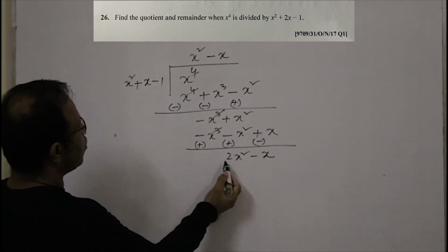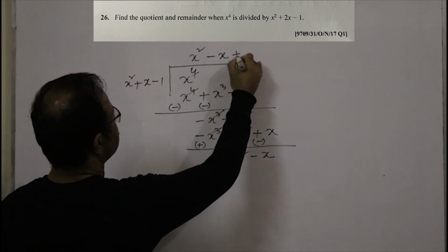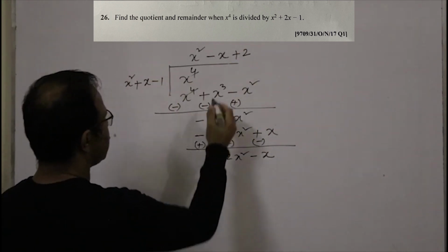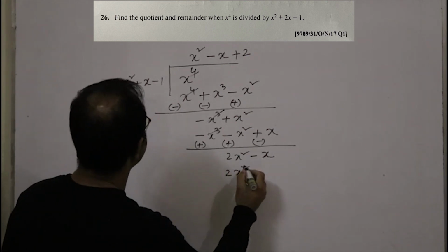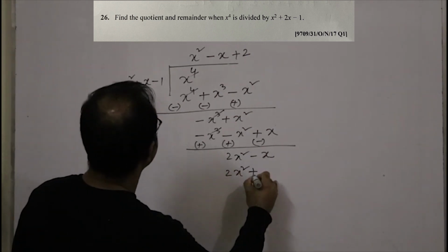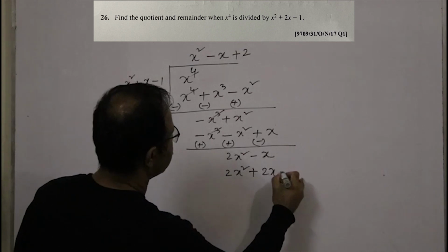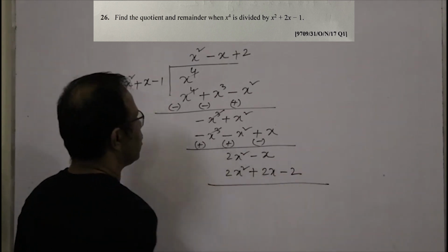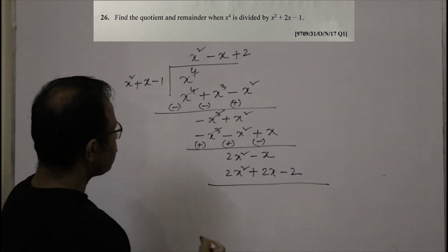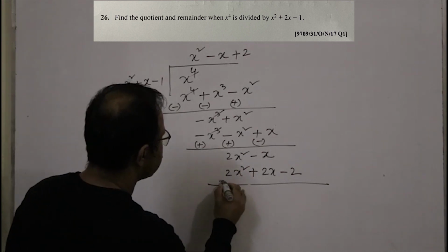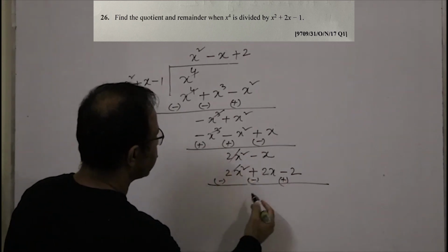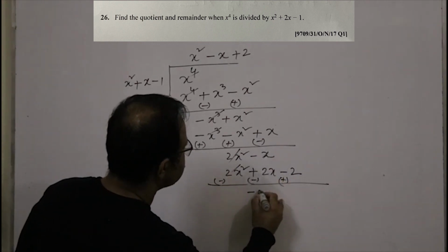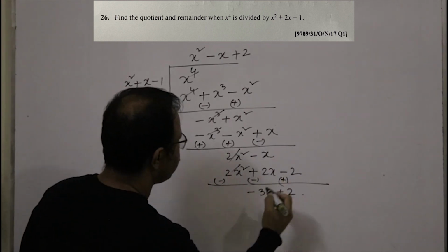So now it will go 5 times, and multiply all the terms by 5. It will be 5x squared plus 10x minus 5. Then change the sign. This one is cancelled. It will be minus 12x plus 5.